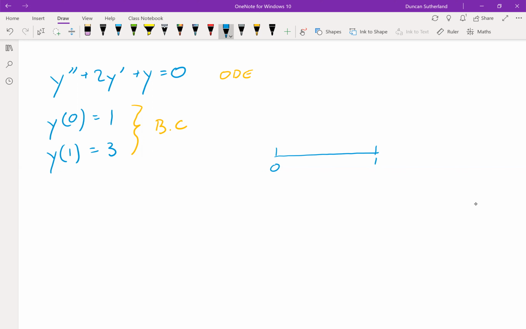So our solution is going to be constrained to have value 1 here and value 3 up here. And then the ODE is going to do something in here. And what that actually sort of looks like is kind of this. It's probably a bit bumpier than that, but anyway, that will do.